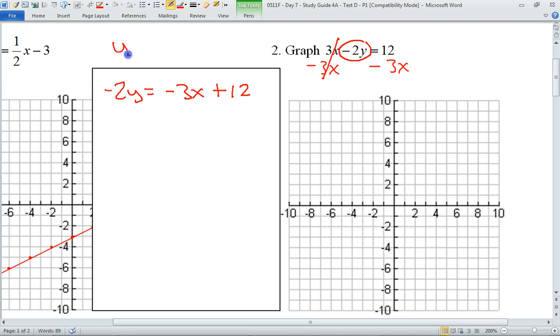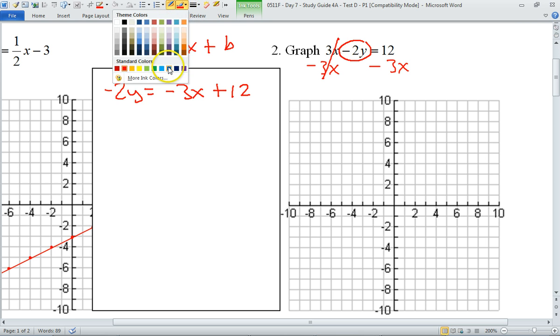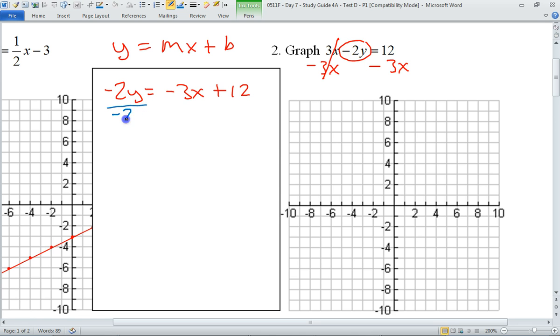But in the back of my mind, I'm trying to get this in like y equals mx plus b form. So instead of writing 12 minus 3x, I put the negative 3x first, and I put the positive 12 second. Did I lose anybody so far? Now I still need to get y by itself, so what do you think I'm going to do? Divide by negative 2. The easiest way to do that is just to divide by negative 2 in all 3 places like this. Negative 2, negative 2, negative 2. Put it in 3 places like I just did.